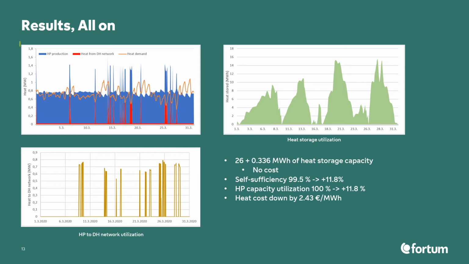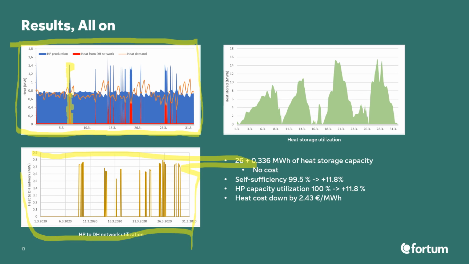As we can see on the top left corner from the heat production curve, the model used district heating to provide the heat to all the network to be able to store the entire production of the heat pump units into the heat storage, whereas the heat pumps, the DH network, were actually not utilized that much. And the heat cost was brought down by 2.43 euros per megawatt hour, which is an increase compared to the other scenarios.